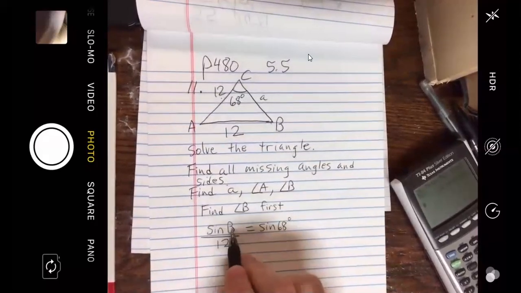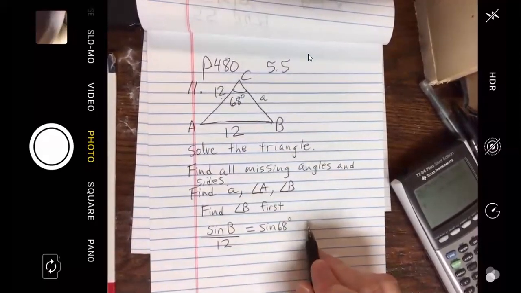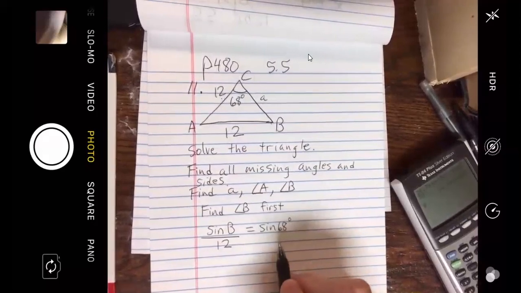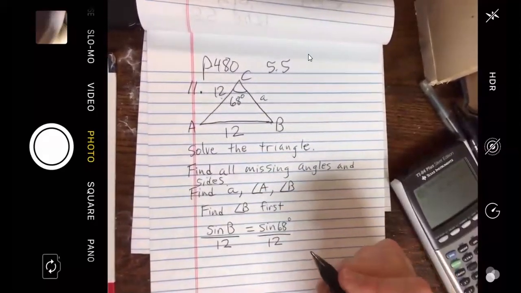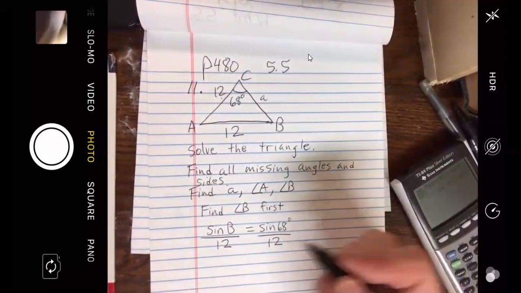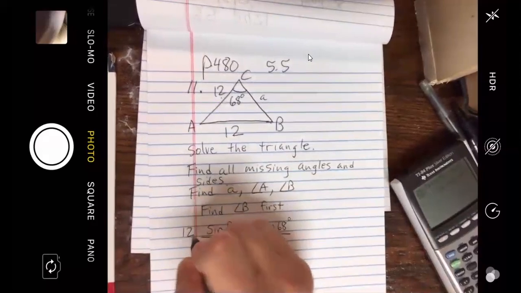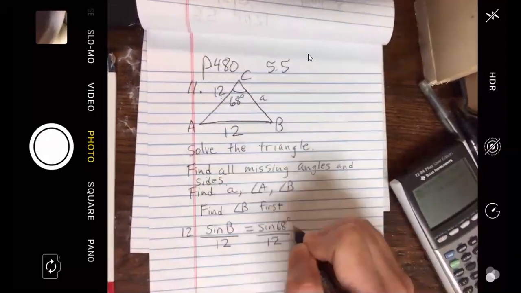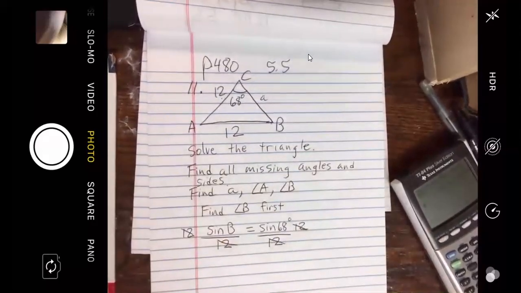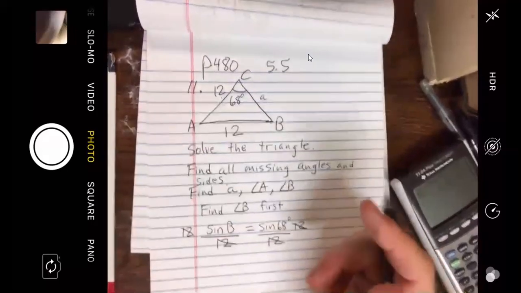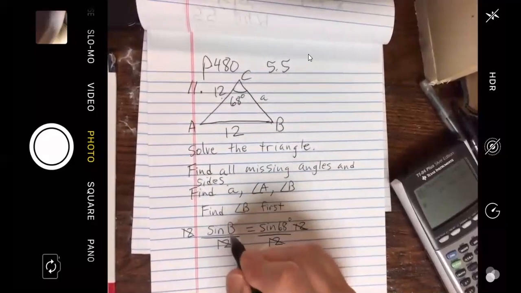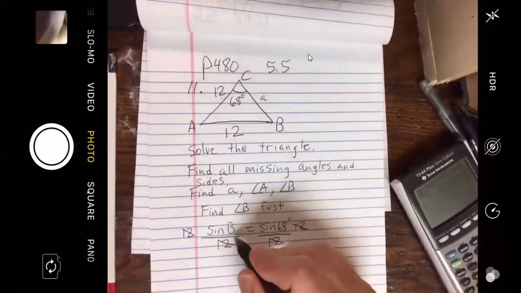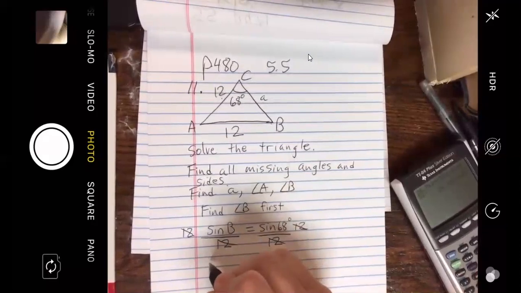If you start with an angle, you've got to keep all your angles on top. If you start with a sine on top, you've got to keep all the sides on top. And it's over its opposite side, which is 12. Now I'm going to multiply both sides by 12. Actually, it's going to cancel the 12s on both sides. You don't really need to do the arc sine, since sine B is sine 68, and B's got to be 68, but we'll do the arc sine on both sides.